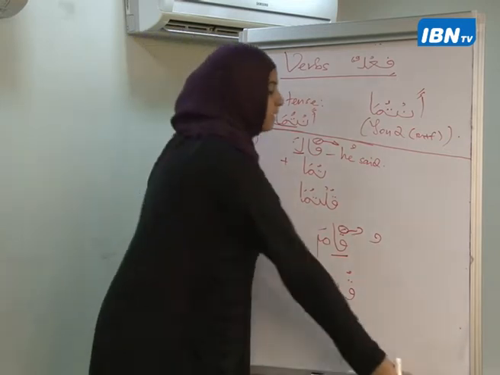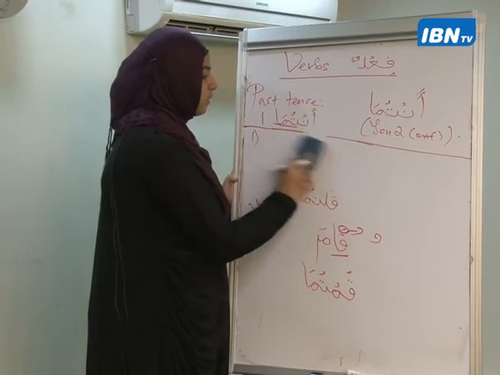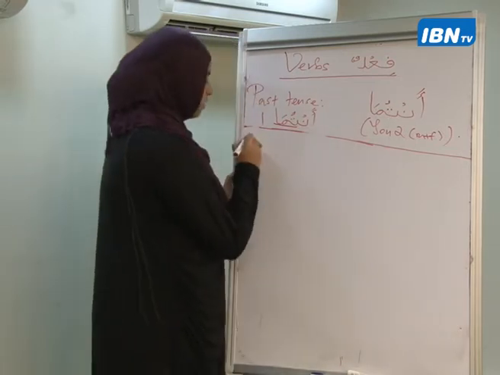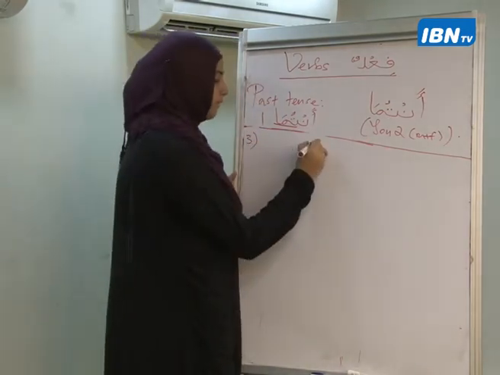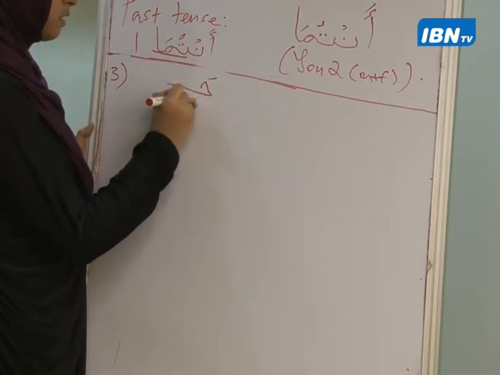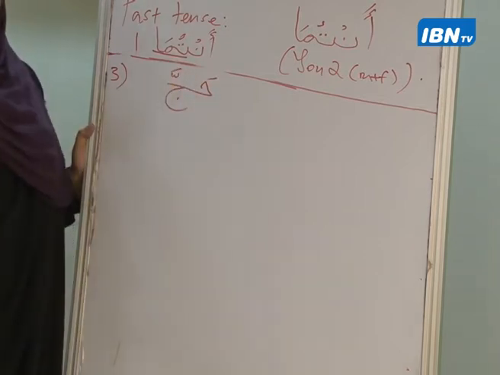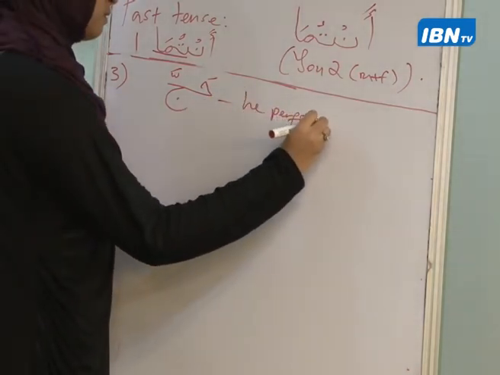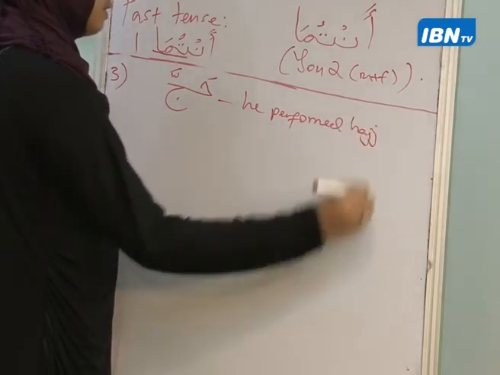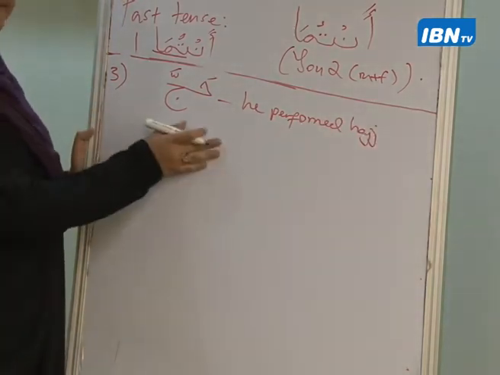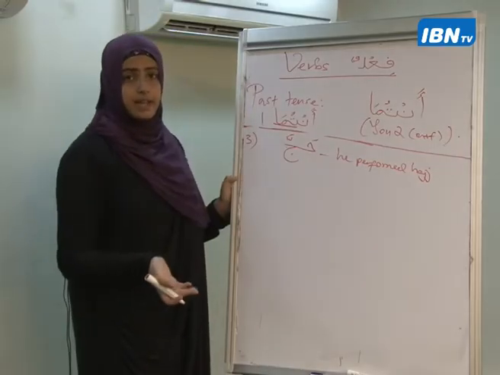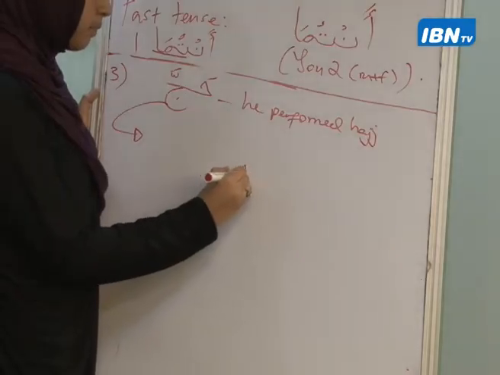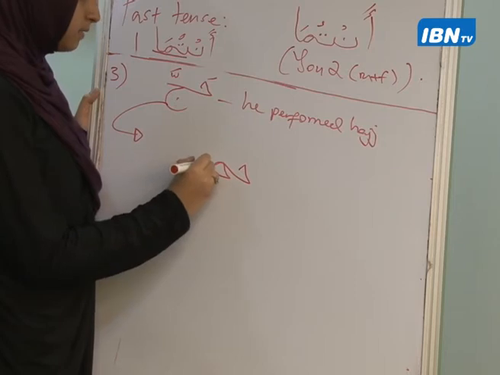Then we went to the third special case, which was the verb hajja. Okay, what did I say about the verb hajja? It means he performed hajj, right? He performed hajj. So hajja, I said that the origin of this verb hajja was harjaja. Remember, with the two jims. So I have harjaja.